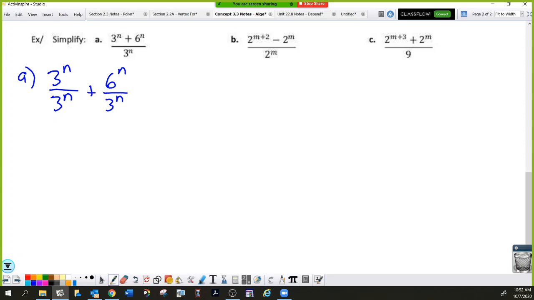Well, anything divided by itself is just 1, right? Anything divided by itself is just 1. And we just saw that if you have a fraction and the top and bottom have the same exponent, you can basically just reduce that fraction. We can call that 6 to the n over 3 to the n. We can call that 6 over 3 to the n, which is 2 to the n.